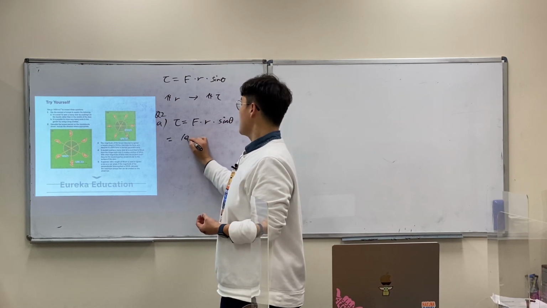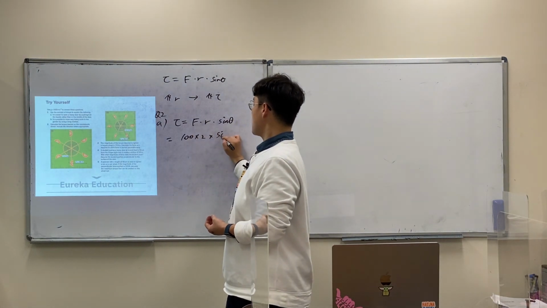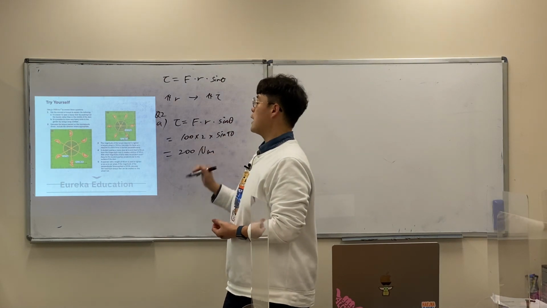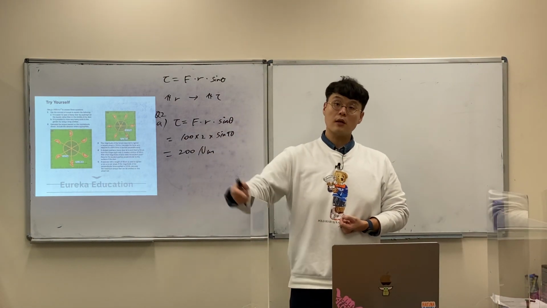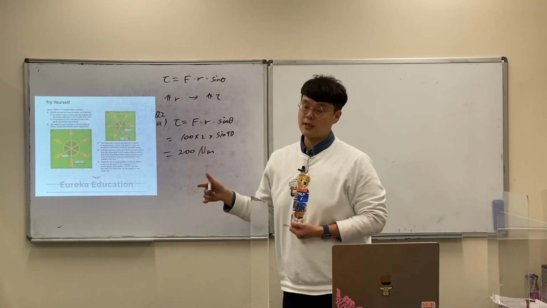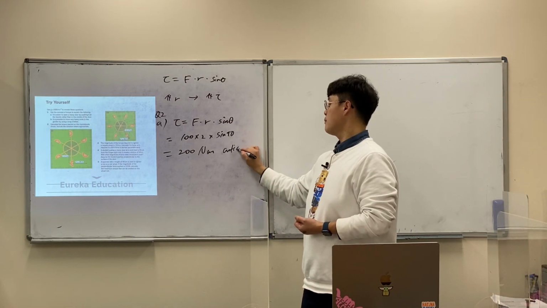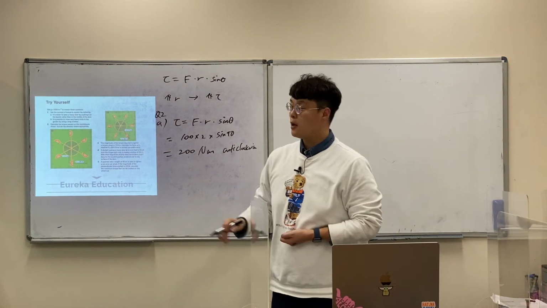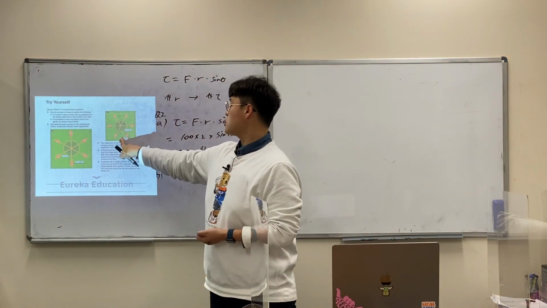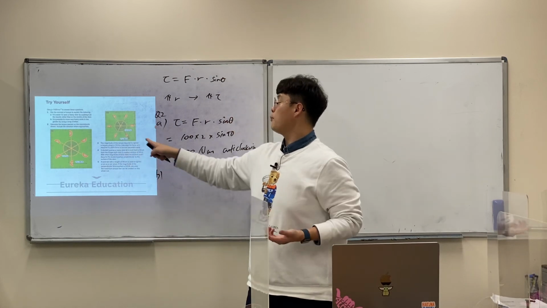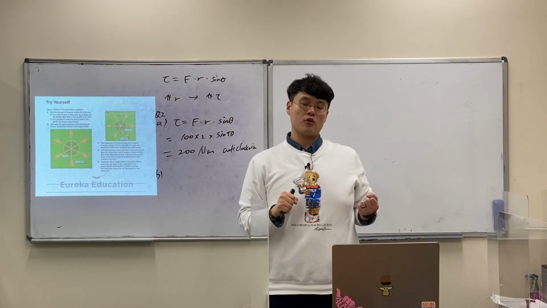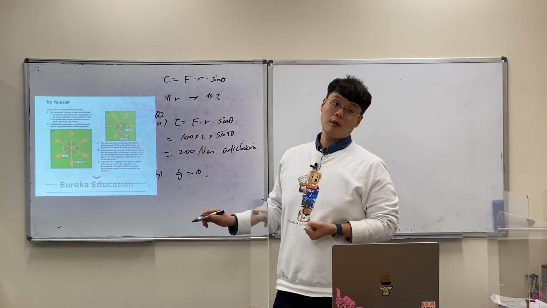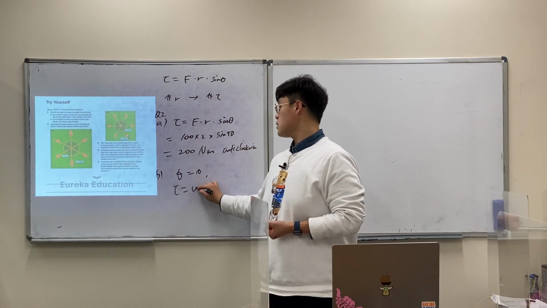100 times 2 times sine 90. So you should get 200 Newton meter. Now the direction: as it's moving upwards like this, it'll be anti-clockwise, making the turning effect anti-clockwise. B, we have a 1.5 radius and 200 Newton for the force, but the problem is the theta is 0. Therefore, the torque applied is 0 too.